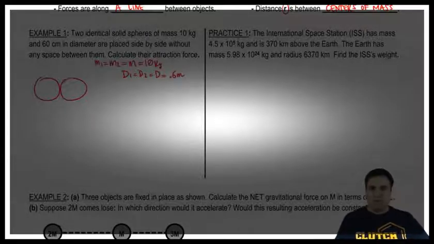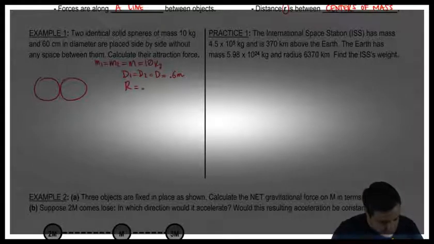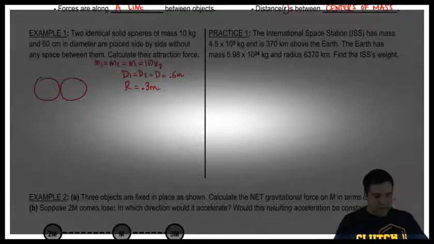Okay. You might remember that in physics, we're never going to use diameter. We're always going to use radius. So I'm just going to say the radius is 0.3 meters. So I have this information. I want to find the attraction force.